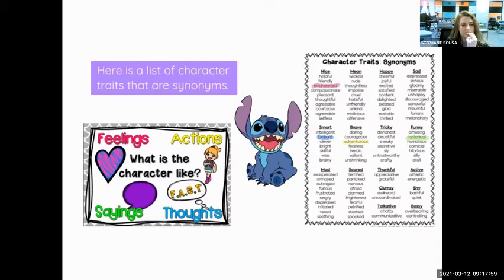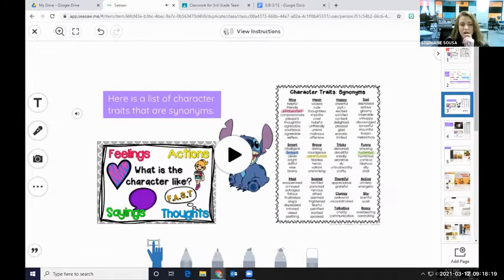Today, you are going to be continuing on and using different characters that you are familiar with and some that are new to you. You will be using FAST, thinking about their feelings, actions, sayings, and thoughts, and coming up with character traits. All right, if you haven't already picked up on that, when we're talking about character traits and thinking FAST, that's an acronym. Feelings starts with an F, actions starts with an A, sayings starts with an S, and thoughts starts with a T. So thinking FAST, F-A-S-T, are some clues that can help you figure out character traits.